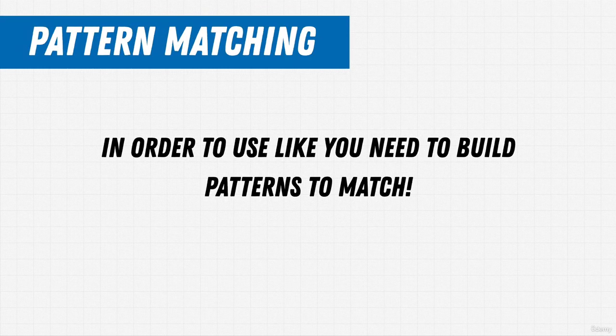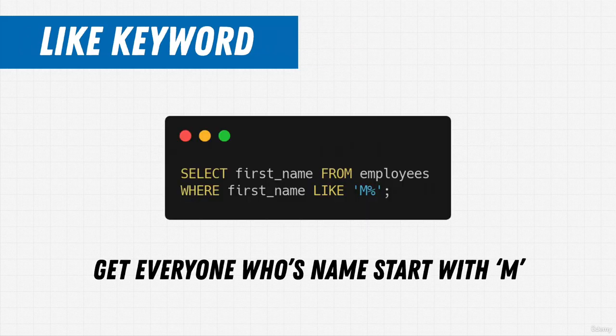Pattern matching is what we call this. In order to use the like keyword, you need to build patterns to match. You need to build those patterns in order to establish what exactly you're looking for. You see in the previous slide, we said M percentage sign. So we're saying start with M, and then anything after that, match it.